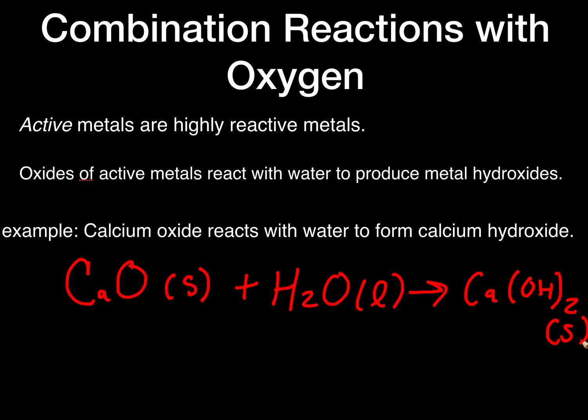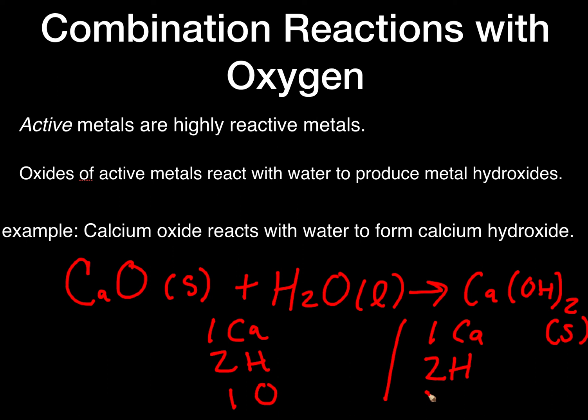Now, I would tell you the specific state of matter to put on an assessment or another activity as well. So now to balance this, we go ahead. We have 1 calcium on the left and 1 calcium on the right. 2 hydrogens on the left, 2 hydrogens on the right. Now here comes our issue. We have 1 oxygen on the left and 2 on the right. So let's try to put a 2 in front of this H2O. That would make us have 4 hydrogens.